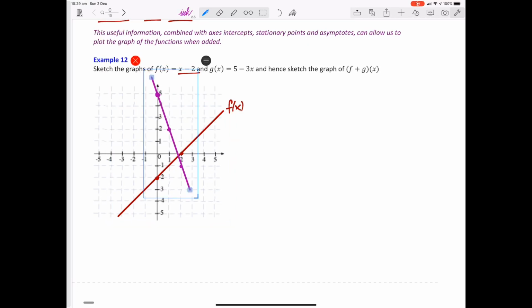Okay, so here is that graph, that's g of x. Now, if I want to add them together, I can simply just add their y coordinates together. That's why it's addition of ordinates. We just add our y values together. So, if we have a look here, we've got 5, and here we've got -2. If I add 5 and -2 together, I end up with 3.